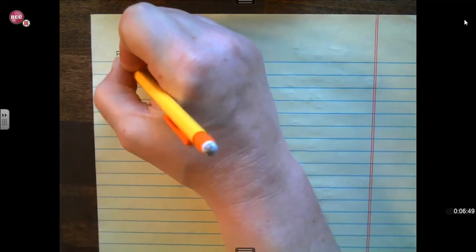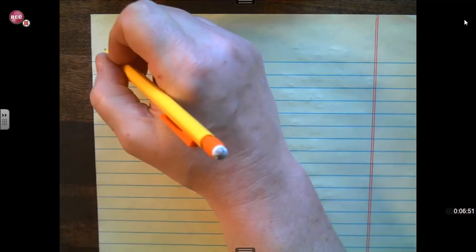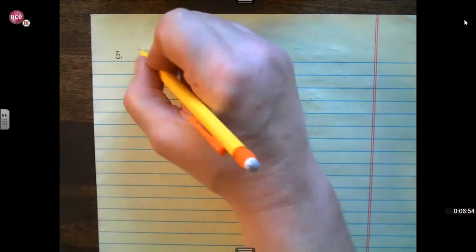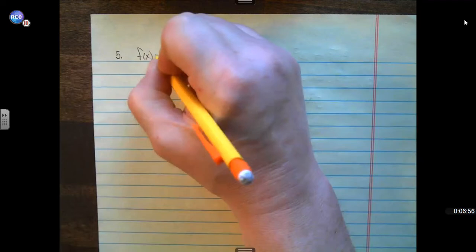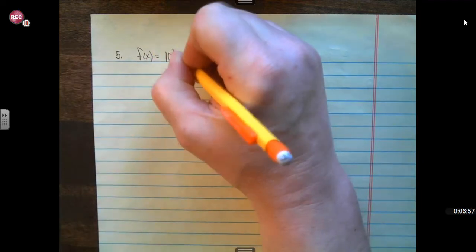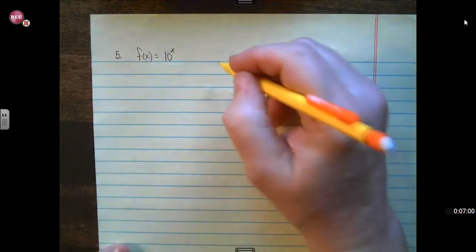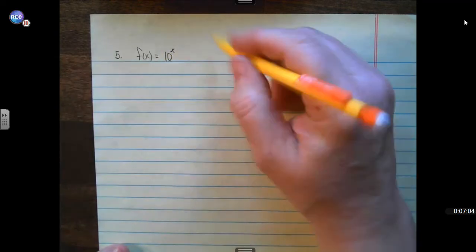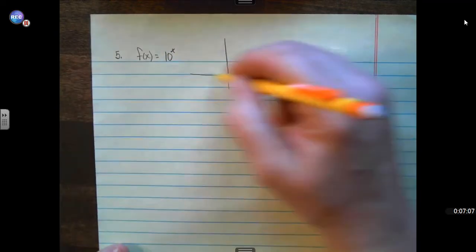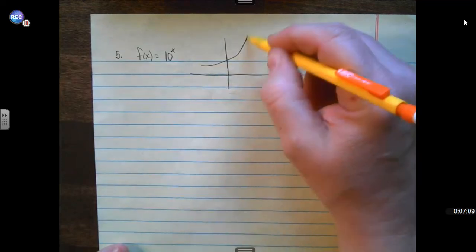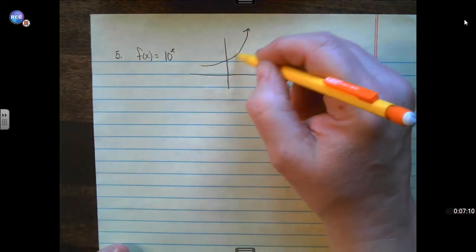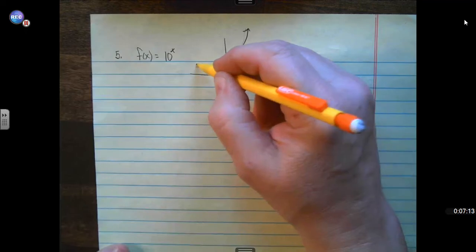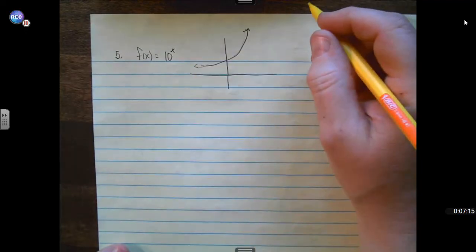So number 5, identify the key features of the exponential function f of x equals 10 to the x. If you recall, we talked about, if this number being raised to the x is a whole number, this graph is going to look something like this, where it's climbing fast and it's getting closer and closer to that axis, but it's never going to get there.